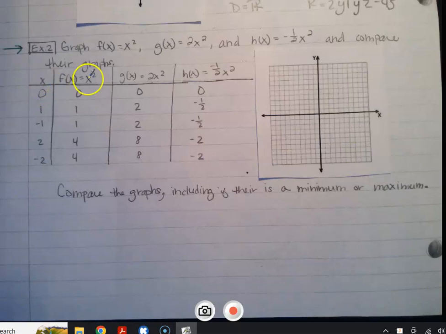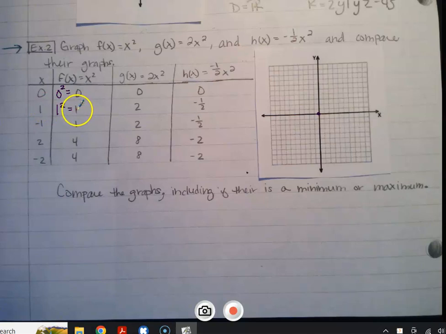If we put x in, then this would be 0 squared equals 0. So the ordered pair I'm going to graph is 0, 0, because I put 0 in for my x value in this equation. Then I'm going to put 1 in. That would be 1 squared is equal to 1. So my x is 1, my f of x is 1. I'm going to graph 1, 1.